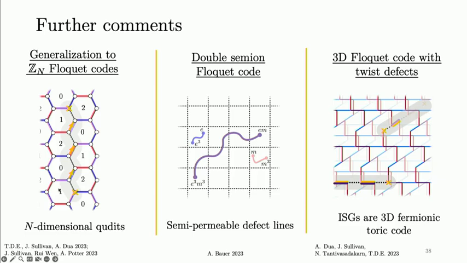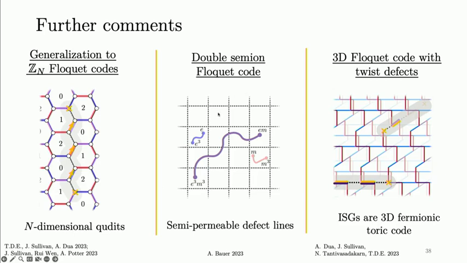The first is we have a generalization of the honeycomb code to n-dimensional qubits. At each instance in time, the ISG is characterized by a ZN toric code. These exhibit richer anion theories and allow for more exotic twist defects. For example, if you have 4-dimensional qubits, you can now condense fermions, or you can condense semions, something that has exchange statistics of a factor of i.